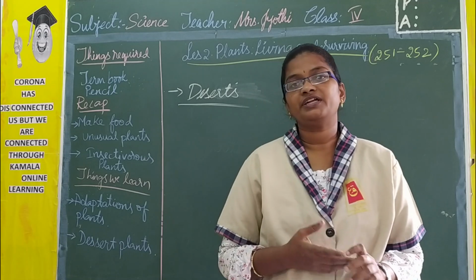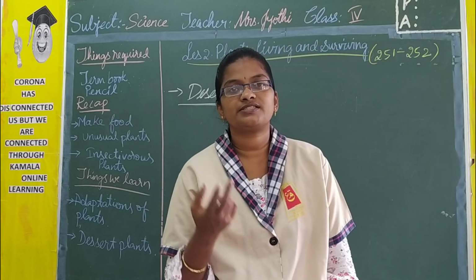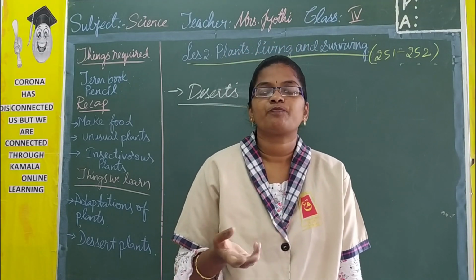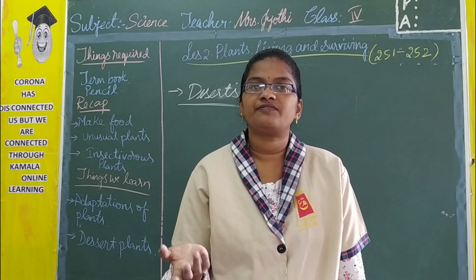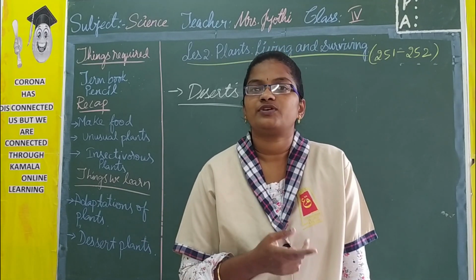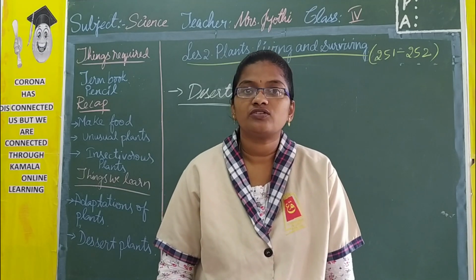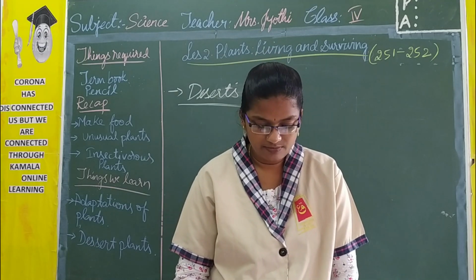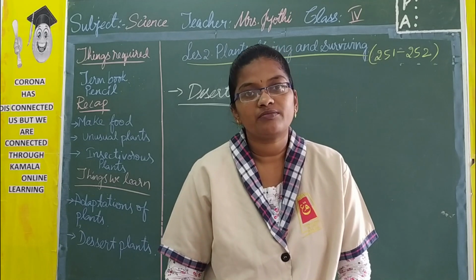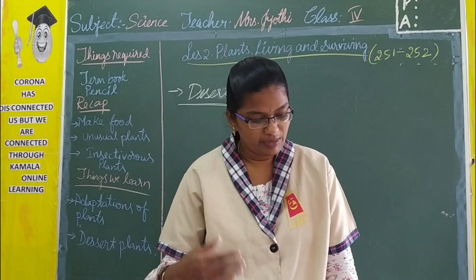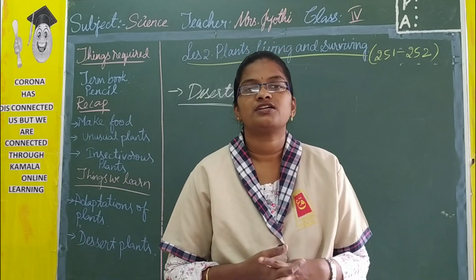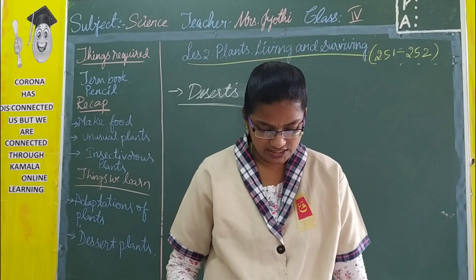Based on the habitat, there are two types of plants, that is terrestrial and aquatic. In terrestrial, again there are 7 types. The first one is deserts, which we have learned today, and in the next class we are going to learn about the plants which grow in mountains and hills, in marshes and in plains. So hope you all understood the lesson.